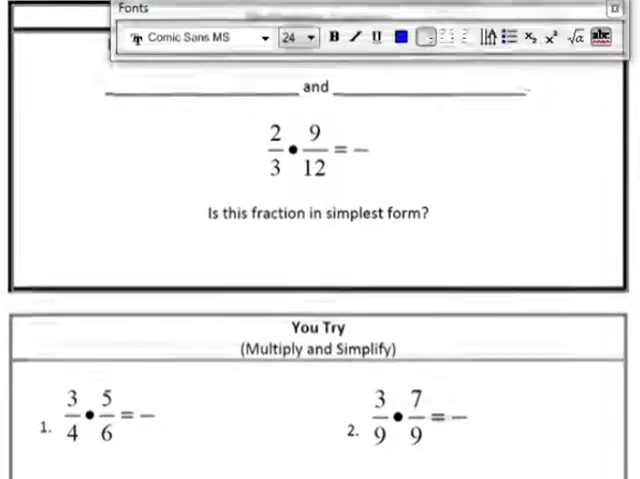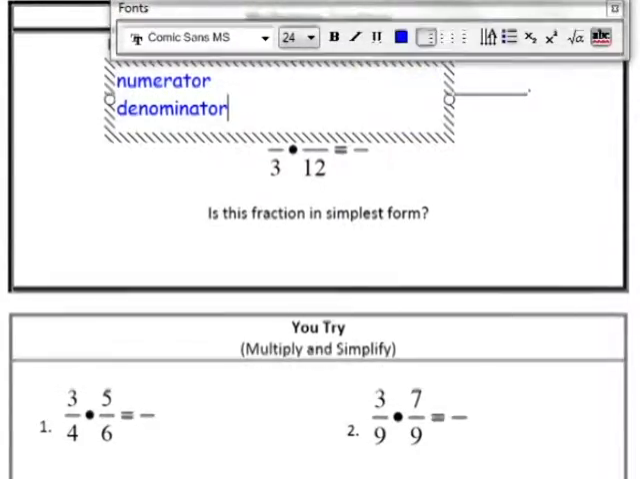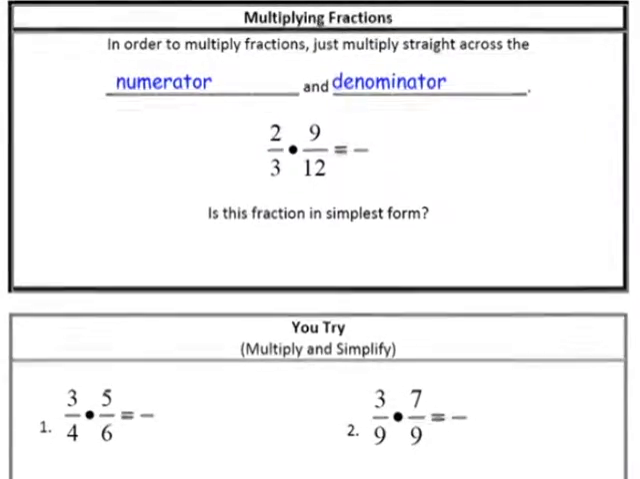Numerator and denominator. And then you have to always, of course, like any fraction problem, simplify. 2 times 9 is 18. 3 times 12 is 24. It's not in simplest form. I have to divide a 6 out of both top and bottom to get 3/4.